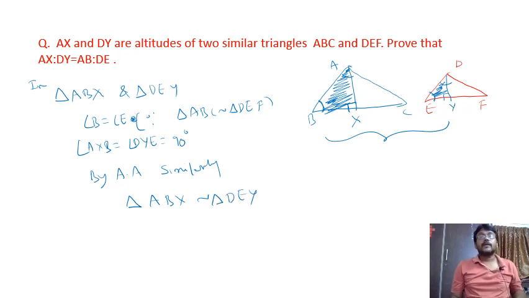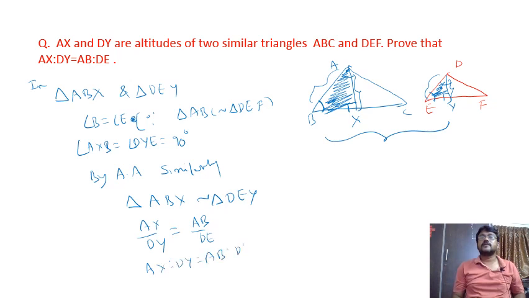What is the immediate consequence of similarity of triangles? We compare the sides. That means the corresponding sides are in the same ratio. So AX by DY, that means a side's ratio has been taken, and comparing with another, AB by DE. Therefore, AX is to DY is equal to AB is to DE. That's it. Likewise, you can conclude this question.